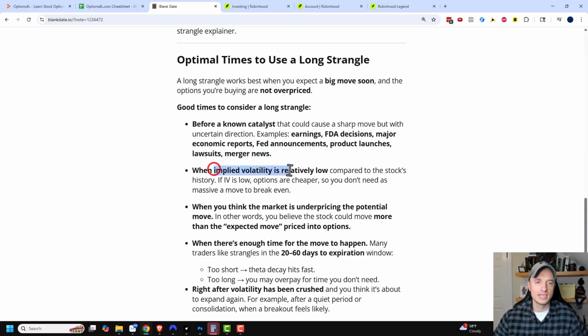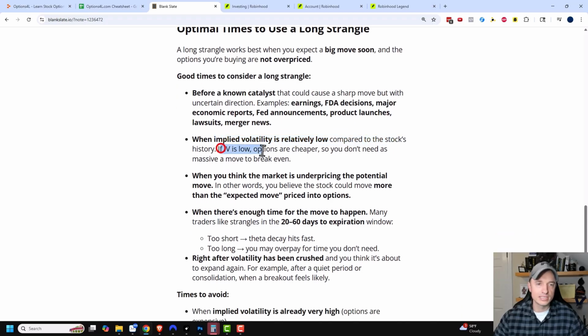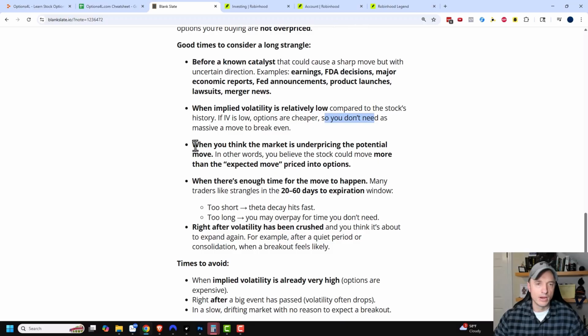Also when implied volatility is relatively low compared to the stock's history. If IV is low, options are cheaper, so you don't need as massive a move to break even. Now, when you think the market is underpricing the potential move, in other words, you believe the stock could move more than the expected move priced into options.